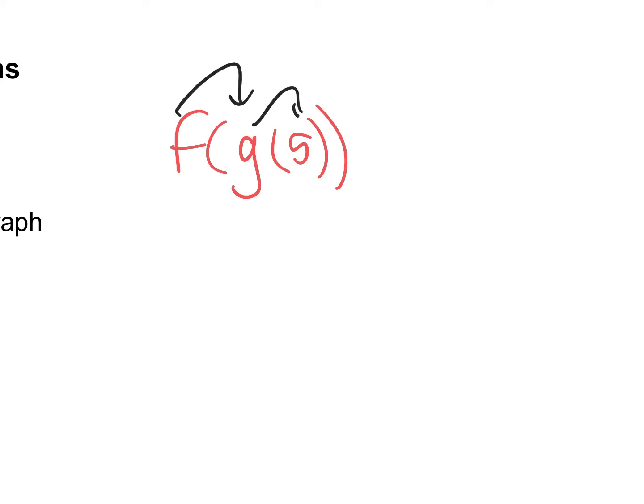If one function, the f function, was the big predator function, and it ate a g function, which in turn ate a 5, it would look like this. F of g of 5. So the f function ate the g function, which ate a 5.